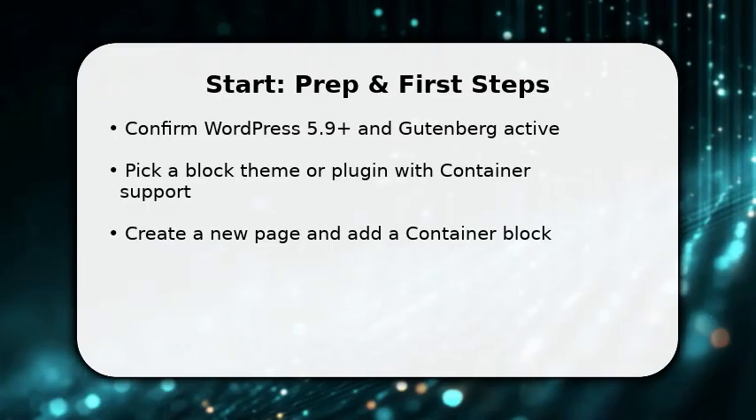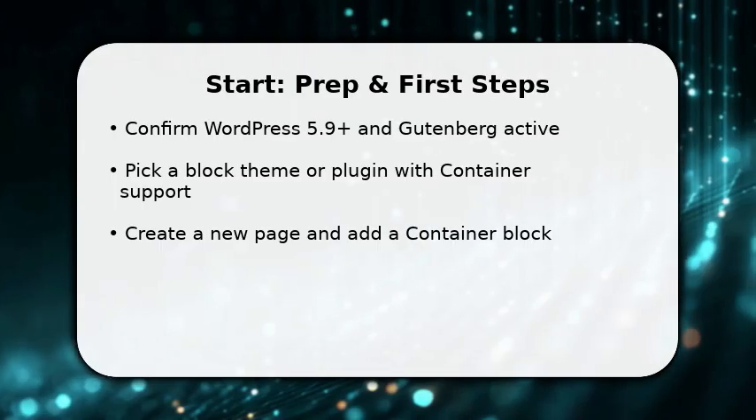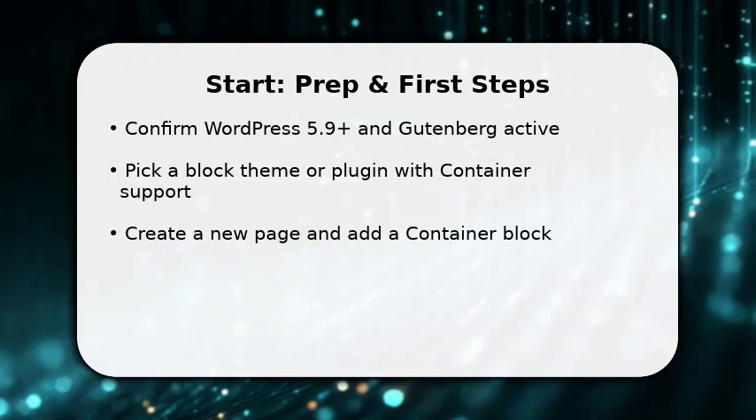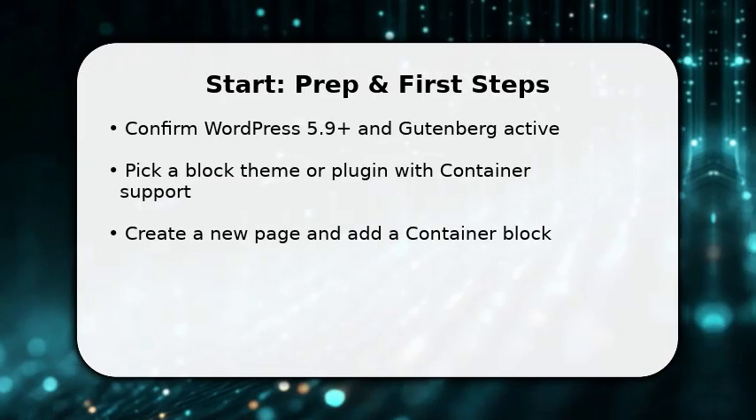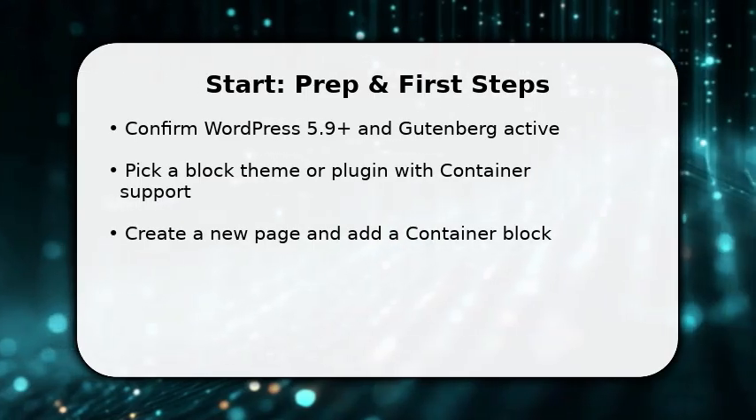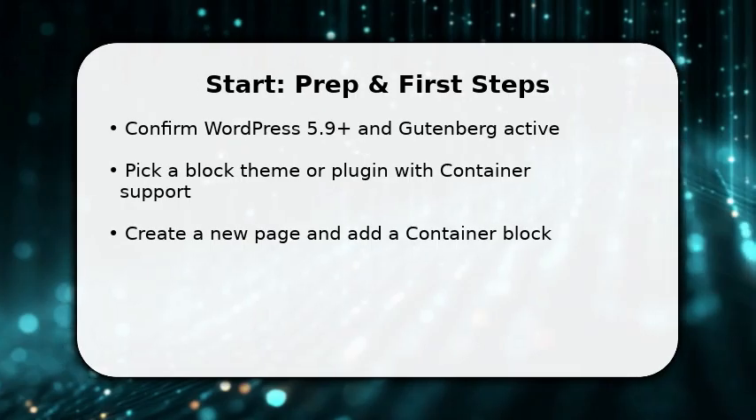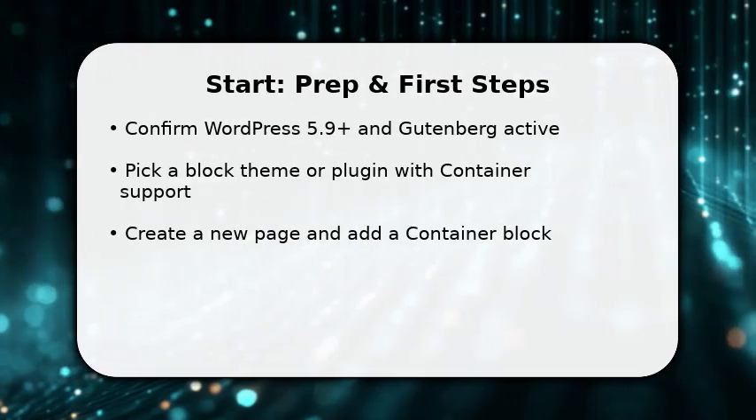You begin by making sure WordPress and the Gutenberg editor are up to date. This enables the container block. Next, choose a block-ready theme or a plugin that adds container features so you have layout controls. Create or open the page where you want the container.